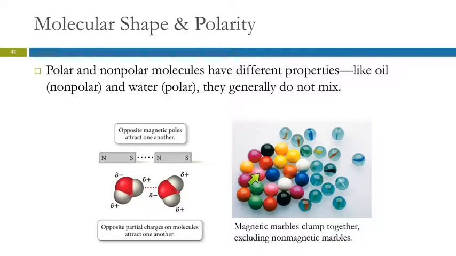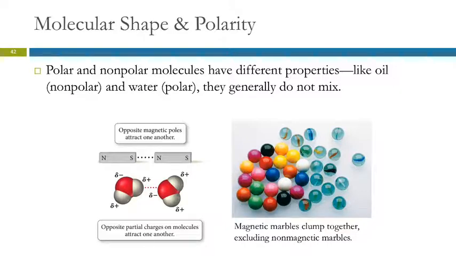Anyway, you can imagine, here's regular glass marbles, and these are magnetic marbles. Magnets stick to each other, right? So if you put all these marbles together, what's going to happen? The magnetic marbles are going to clump together. If any glass marbles get stuck between them, they're just going to get pushed out, because the magnets stick to each other. That's what happens with polar molecules. They are very attracted to each other, and they push out the nonpolar molecules, and so they separate.